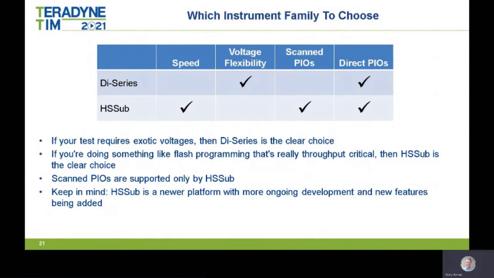So here's a summary slide that recaps some of the factors that I've just gone over that might make you prefer to use one instrument type versus another. As noted, the high-speed subsystem is by far the fastest platform. The DI series supports a much wider range of voltage levels, and the HSSub is the only platform that can provide scanned PIOs. Also, note that HSSub is a newer platform, so there is more active development and new features coming in the high-speed subsystem family.